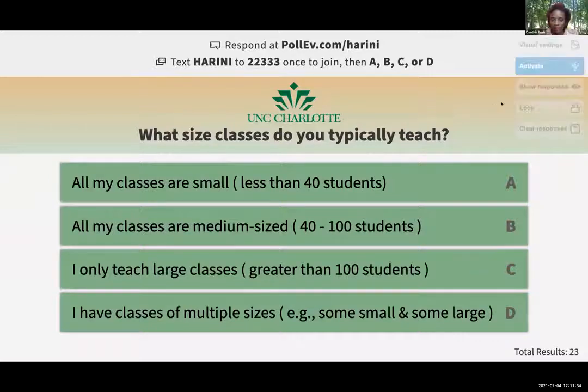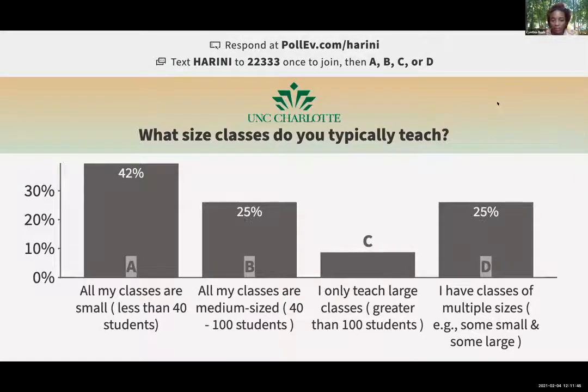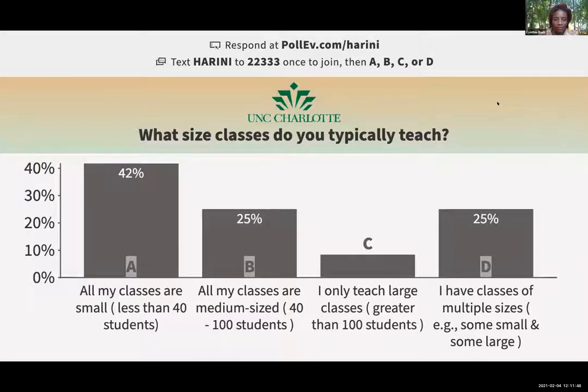Okay, so hopefully we've got good representation here. Harini, if you want to show the responses. All right, so we've got 40% of you who are teaching smaller classes, which we're defining as less than 40 students. And then we've got a quarter of those who are with us today who are teaching 40 to 100 students, a smaller amount teaching greater than 100, and then about a quarter who are teaching mixed.